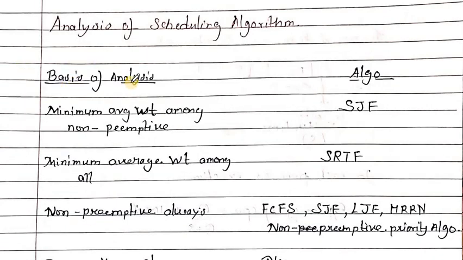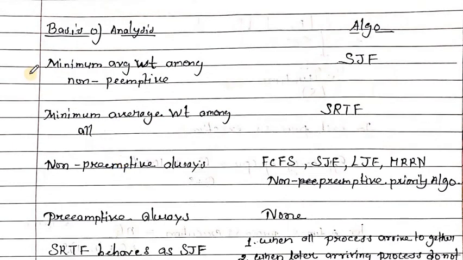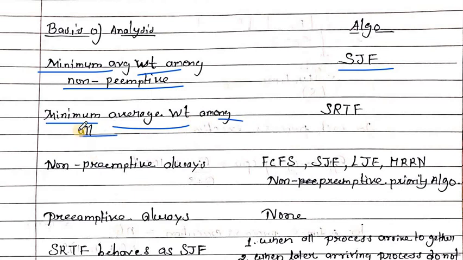So we analyze the algorithms on the basis of some factors. First one, the minimum average wait time. Among all non-preemptive algorithms, SJF, shortest job first, gets the minimum wait time. Among all preemptive algorithms, SRTF gets the minimum average wait time.